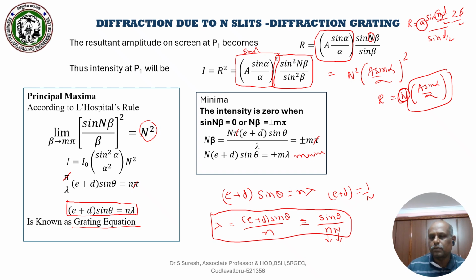So like that, in this module we finished diffraction due to N slits. So far we talked about diffraction due to a single slit, diffraction due to a double slit, and in this part we talked about diffraction due to N slits.